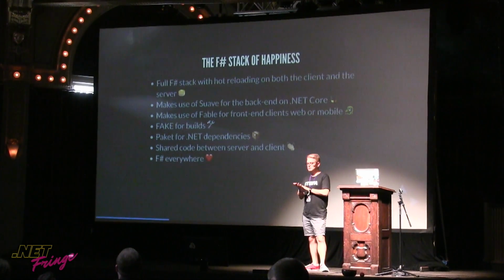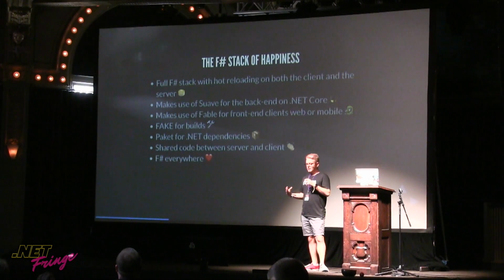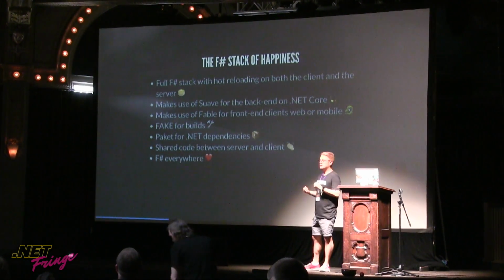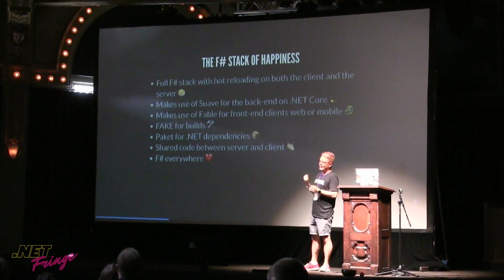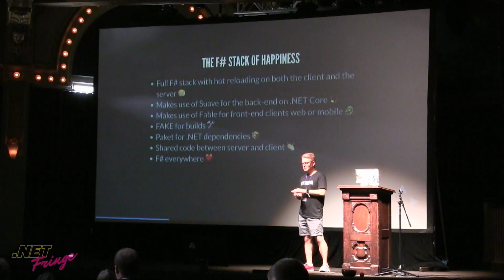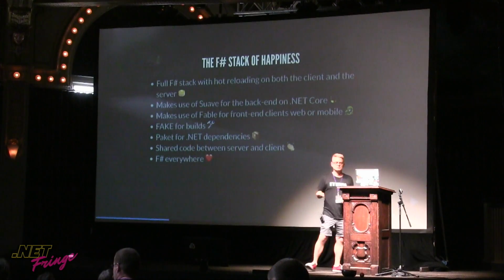So on the back end, we're going to use Suave running on .NET Core. On the front end, we're going to use Fable to write our client-side code, and that's going to get compiled down to JavaScript for us. We're going to use Fake for our builds, Packet for .NET dependencies, and we're also going to look at some shared code between the client and the server. And the best part, of course, is it's F sharp all over the place, and it's all open source.